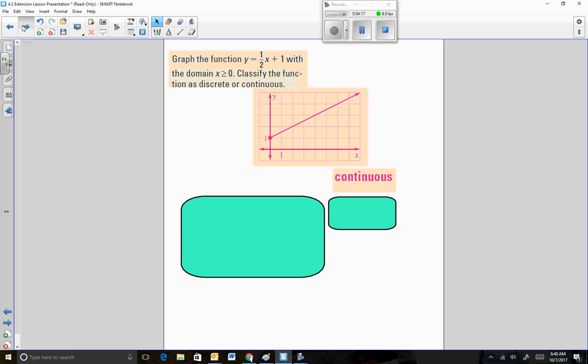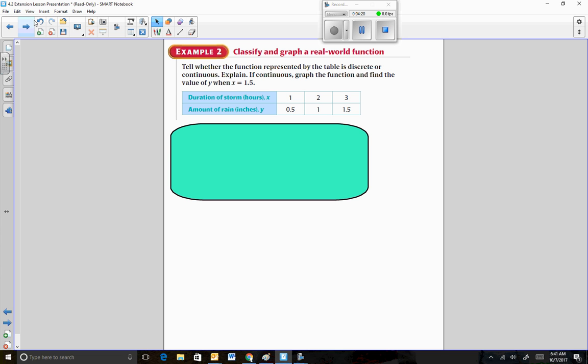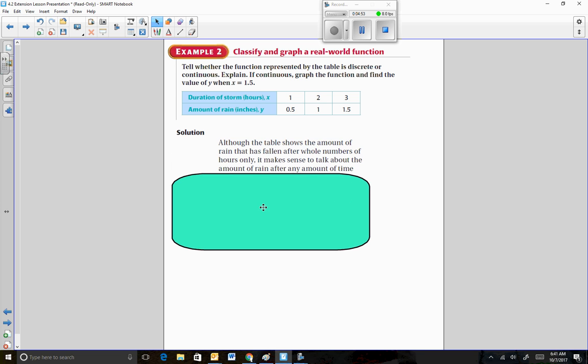All right, let's take a look at our next picture. Okay, classify and graph a real-world function. Tell whether the function represented by the table is discrete or continuous. Explain. If continuous, graph the solution and find the value of y when x is 1.5. Okay, duration of a storm, amount of rain. Can you imagine as time goes on, you get more and more water in your yard, right? And you can measure it. It's not going to jump from 0.5 inches to 1 inch. So you would expect this to be a continuous graph.